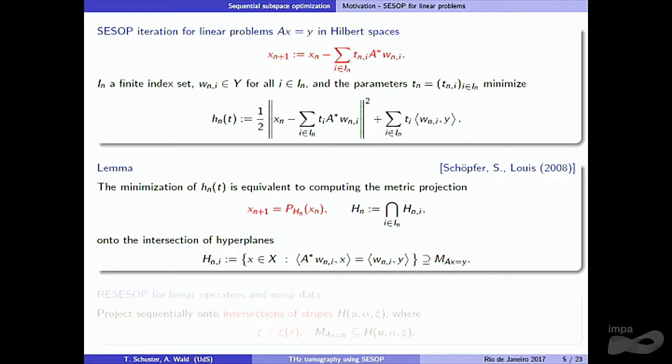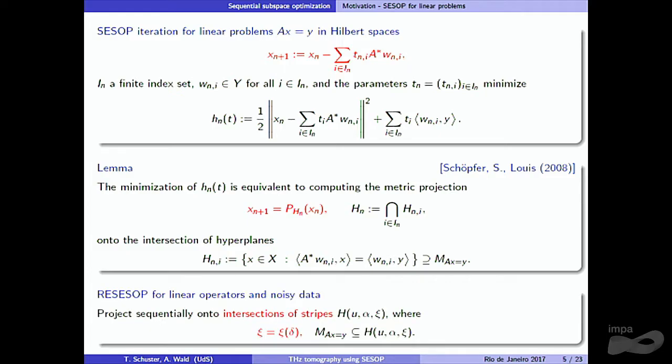If we have noisy data in the linear case, we are still in the linear case, then we do not project on hyperplanes, but rather on stripes, where the width of the stripes, this is xi, depends on the noise level. And still, the solution set is contained in any of these stripes. This is the key idea, how to make this method a regularization method for noisy data in the linear case. These are the key ingredients.